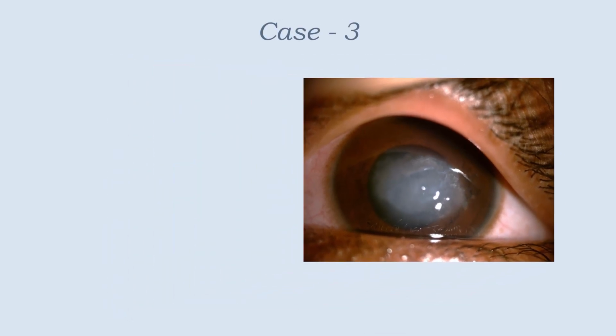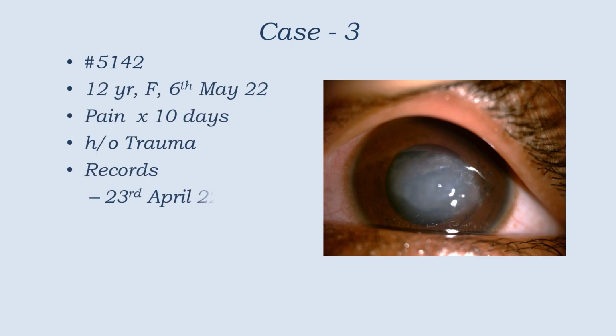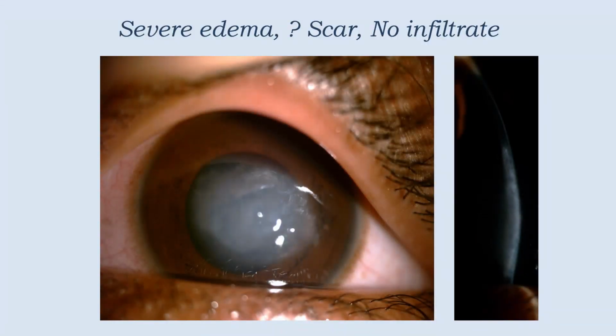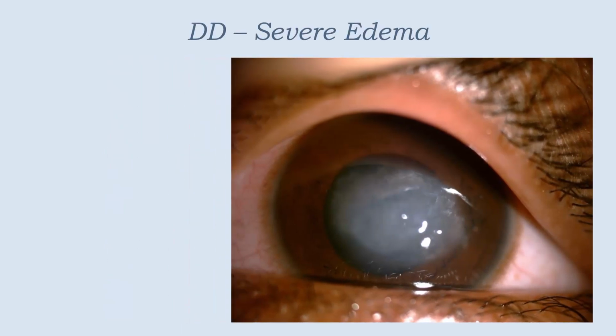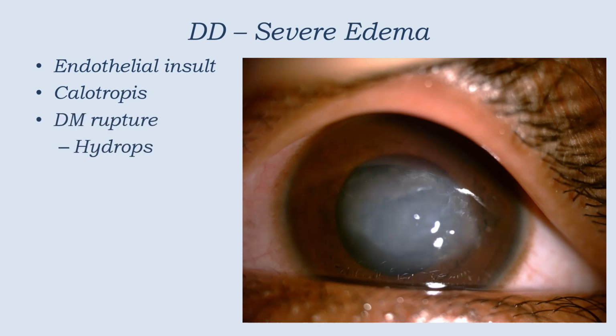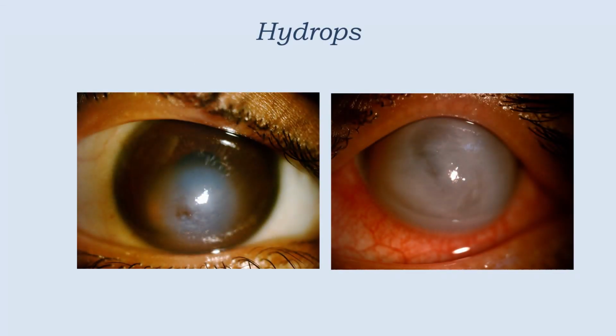She gave history of some trivial trauma and pain for last 10 days. In village, she was diagnosed as ulcer and put on cocktail of 2 antibiotics and fluconazole 4 times a day dose. I could see only edema but no infiltrate. We know that the extent of edema is proportional to the extent of endothelial damage, which can happen with toxic agents like calotropis or with the Descemet's rupture as in case of hydrops. But in hydrops, the site of DM tear is usually visible, which was not in our case.